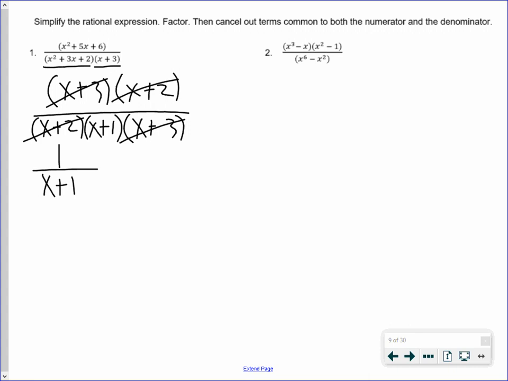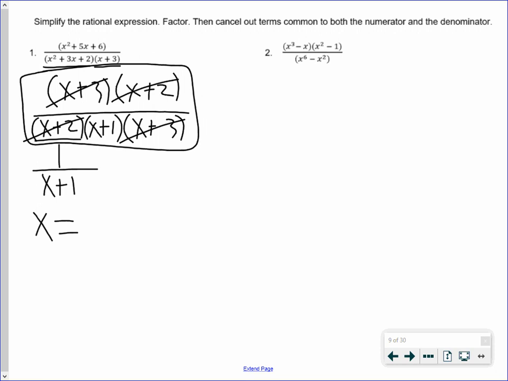So I know this question didn't ask us to figure out our excluded values, but I want to go over that anyway. So if we're looking at number 1, and we want to figure out what our x's cannot equal, or what our excluded values of x are going to be, we're going to look at our factored expression. This right here is our factored expression, and we're going to set each factor in the denominator equal to 0. So each factor in the denominator we have is x plus 2, x plus 1, and x plus 3. We're going to set each one of those individually equal to 0.